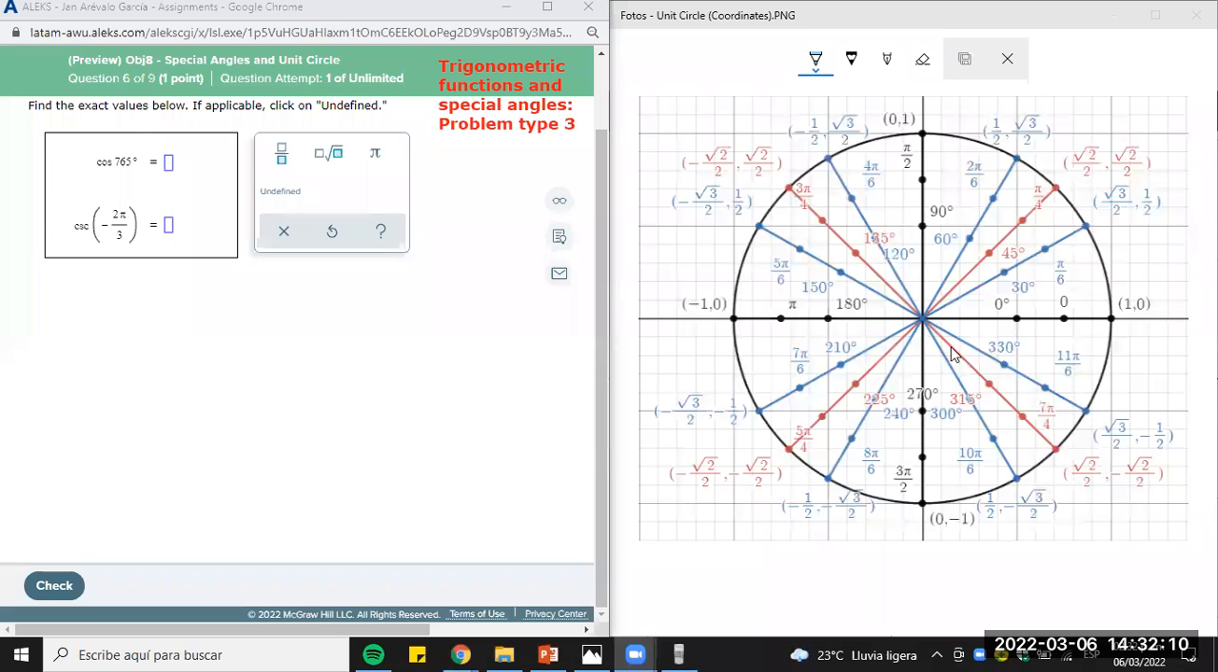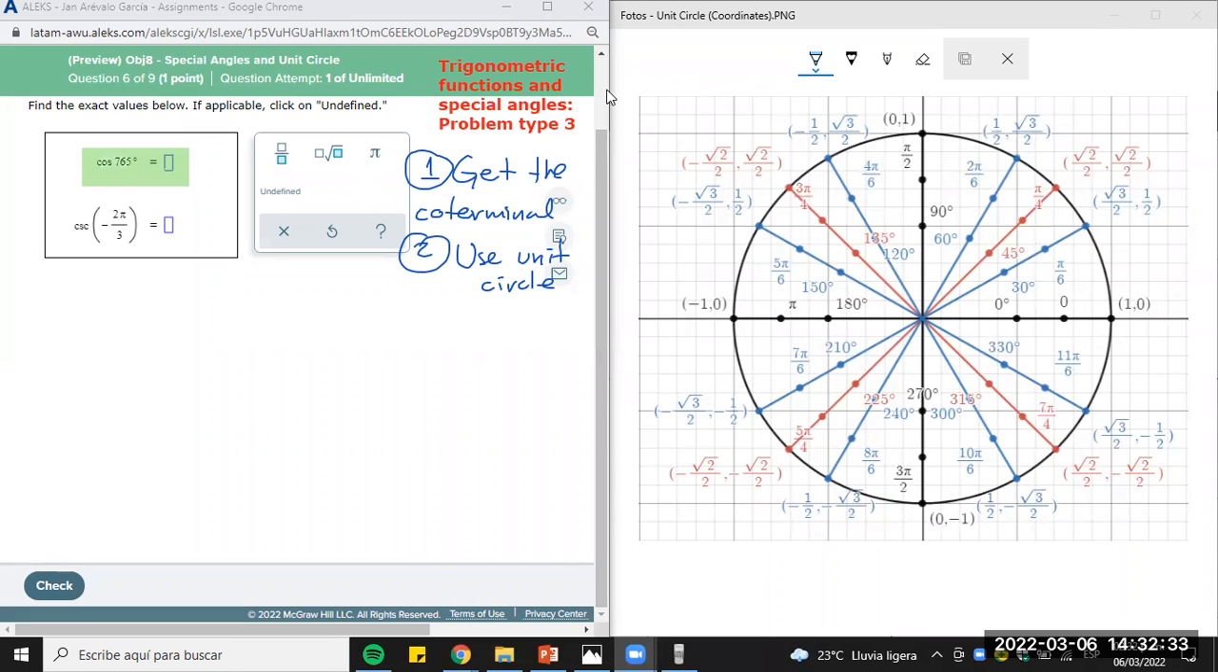Hey guys, this is trig functions and special angles problem type 3. This is a good one. You will have to do several calculations. First step will be get the coterminal. Second step will be using the unit circle that I'm showing in here. So let's look at the first one.